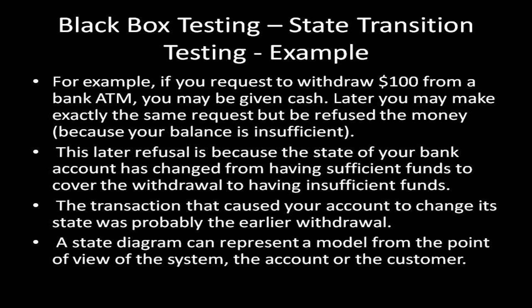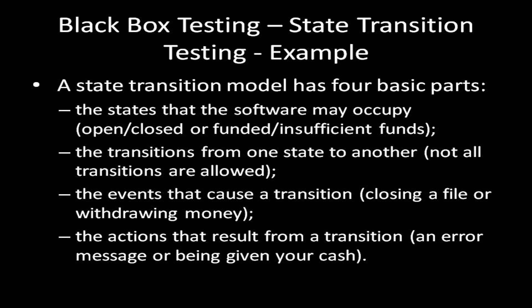A state diagram can represent a model from the point of view of the system, the account, or the customer. A state transition model has 4 basic parts. 1. The states that the software may occupy, open/closed, or funded/insufficient funds. 2. The transitions from one state to another. Not all transitions are allowed.